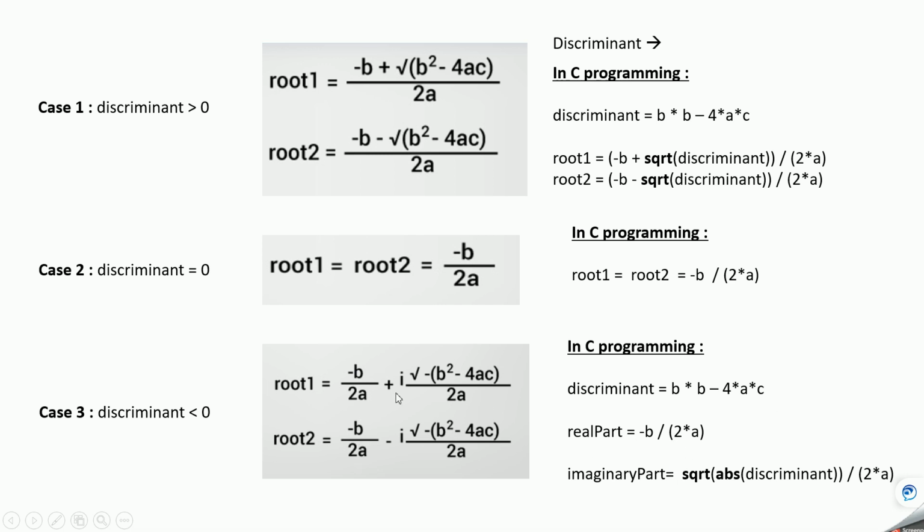So this is the real part, and then the imaginary part we have. The imaginary part is nothing but the square root of b square minus 4ac, divided by 2a, and then there is a minus symbol. So we'll see that later.